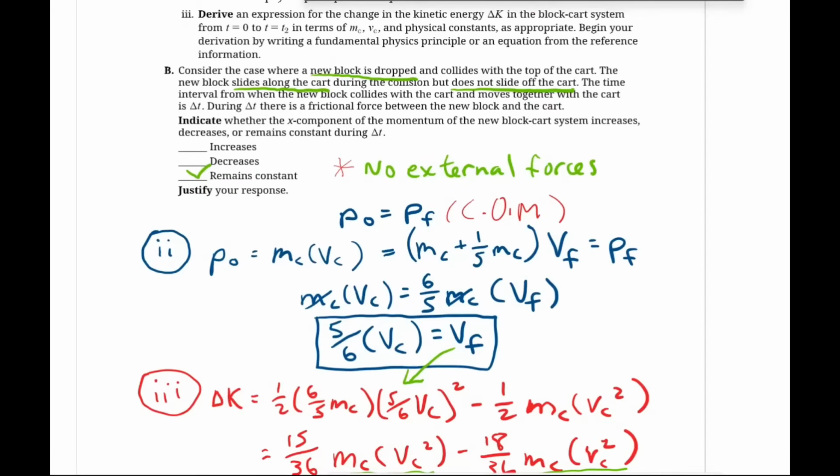If it's all within the system, then there's no external forces coming from the outside. So determine whether the x component of the momentum of the new block system increases, decreases, or remains constant during delta t. Remains constant, no external forces, and the momentum is conserved in this case because everything is within our system.